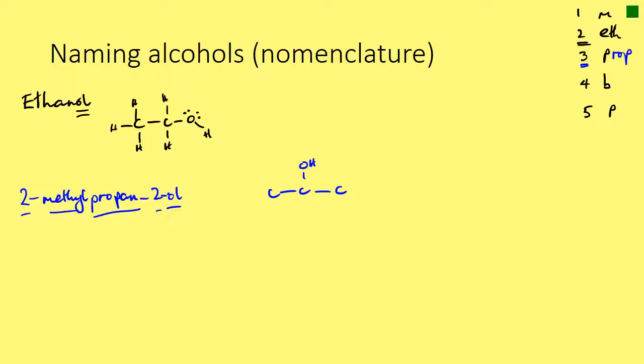Now we've got 2-methyl as well. So as we said, the middle one is the number 2 carbon. So instead of a hydrogen, we've got a methyl group hanging off our number 2 carbon. So that leaves hydrogens coming off the other carbons. So we just fill them in like that. And we will have drawn 2-methylpropan-2-ol from the name.